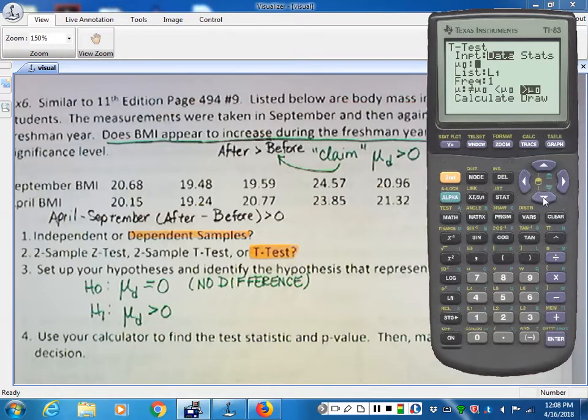Because it did increase. So mu sub 0 is going to be 0. Our data's in list 1, and it's not a frequency distribution, so the frequency stays 1. And we're banking on our mean being greater than 0. So we will draw. I see an awful lot of black, which indicates H0 is the truth.